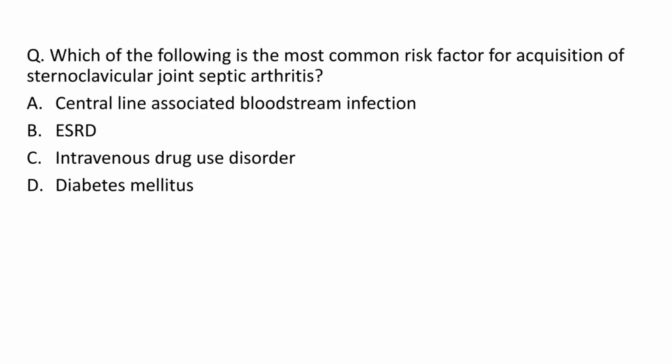Okay. Which of the following is the most common risk factor for acquisition of sternoclavicular joint septic arthritis? How many pick A? B? C? D? Yeah, okay. So again, always C, right? So these are all risk factors for sternoclavicular joint septic arthritis, but by far and away, it's IVDU.